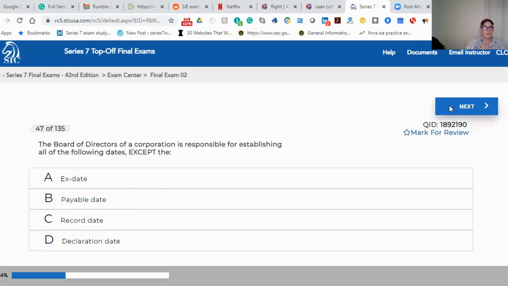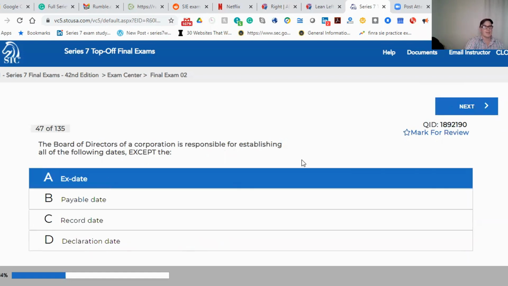The board of directors of a corporation is responsible for establishing all the following dates except. Okay. So we have DERP: Declaration, Ex, Record, Payable. Declaration is corporation, record is corporation, payable. The ex date is set by FINRA. So we're going to say the ex date is not set by the corporation.